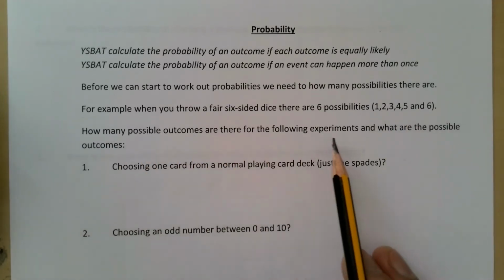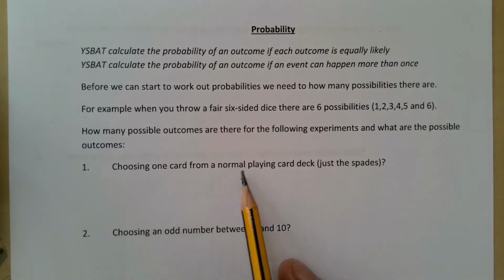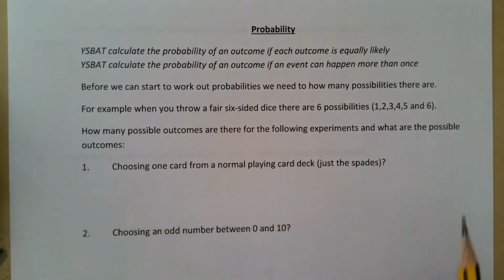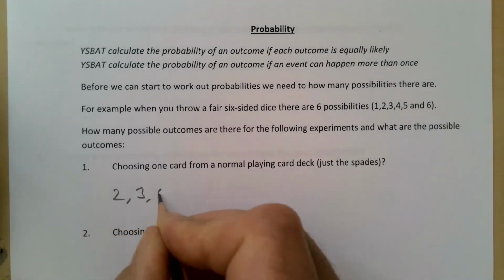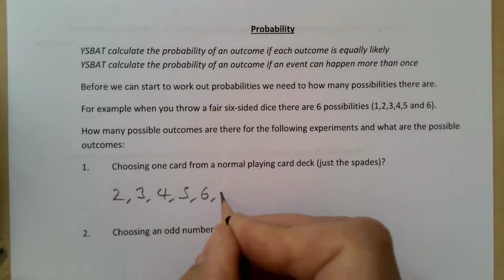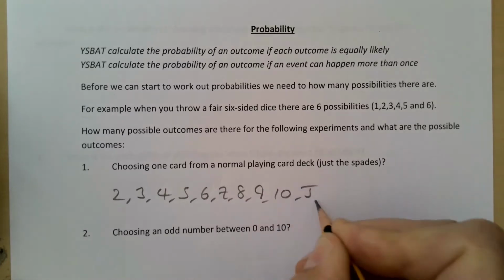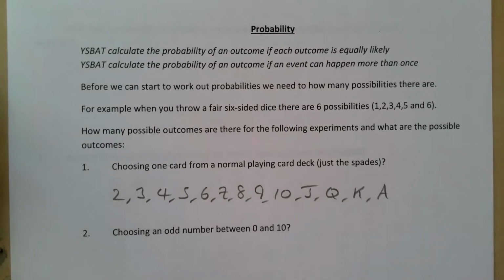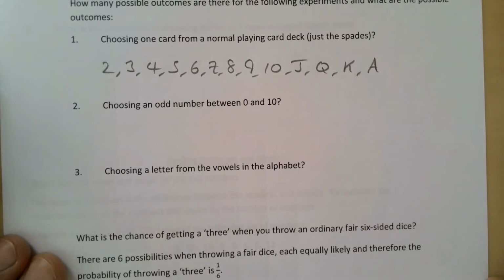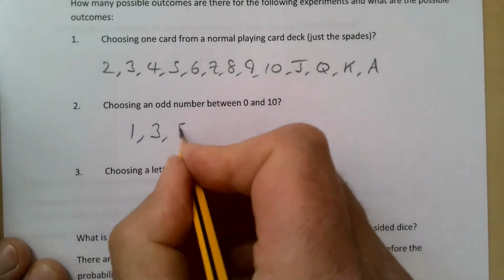How many possible outcomes are there for the following experiments? Choose one card from a normal playing card deck, just the spades. So we could have a 2 of spades, 3 of spades, 4, 5, 6, 7, 8, 9, 10, jack, a queen, a king, or an ace. So those are all our possibilities. There'll be 13.